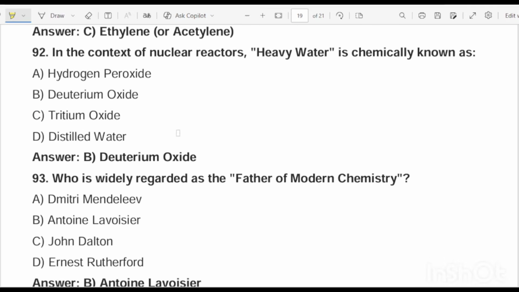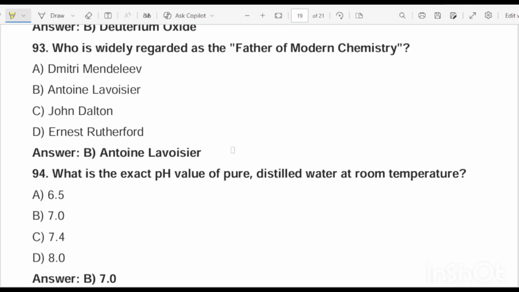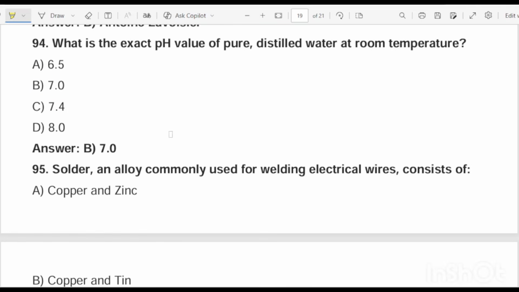Next question, in the context of nuclear reactors, heavy water is chemically known as? Correct option, option B, deuterium oxide. Next question, who is widely regarded as the father of modern chemistry? Correct option, option B, Antoine Lavoisier. Next question, what is the exact pH value of pure distilled water at room temperature? Correct option, option B, 7.0.